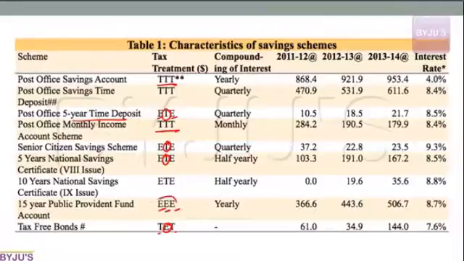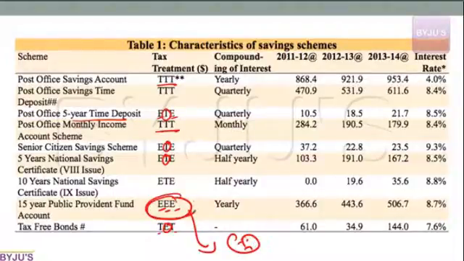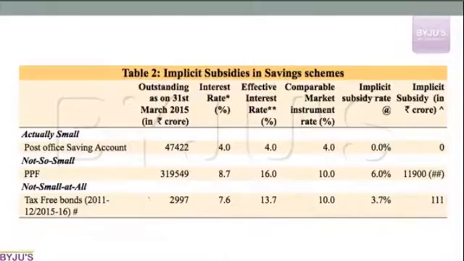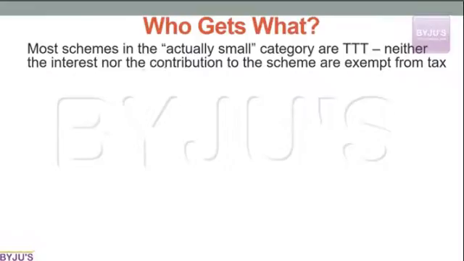Now if you look at the Public Provident Fund, exempt, exempt, exempt. All three are exempt. The Economic Survey did not like this. It said this is bad because this is a not so small scheme, so we have to change this. We have to move it to EET. So overall, this is a recommendation. This is just a calculation of what is actually small, what is not so small, etc. Subsidy is given maximum to the not so small areas, whereas minimum to the actually small area. So is it really a small saving scheme is what the Economic Survey is asking.